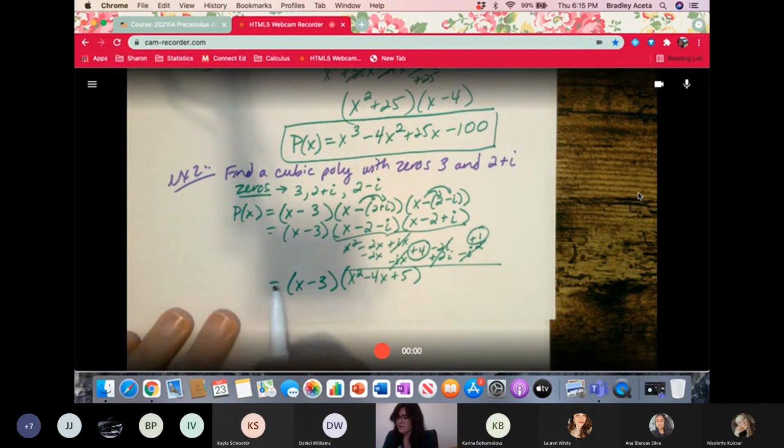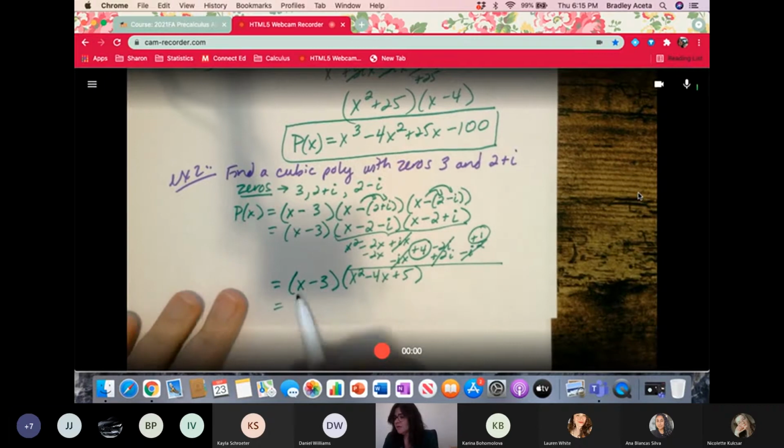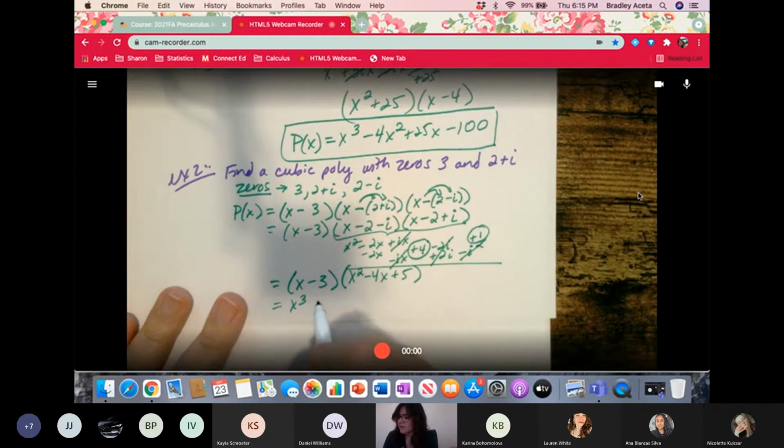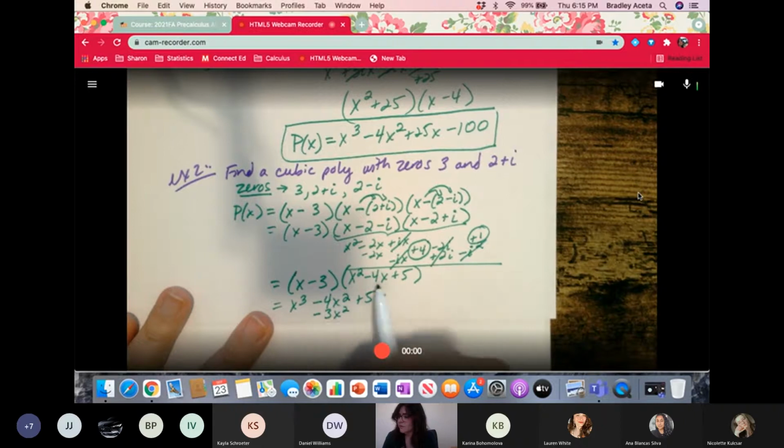So it's a lot of foiling. I wish I could tell you there's a short, cheat way of doing it, but you just have to do it. It won't get bad. It's tedious, but you get very good at multiplying then. So x times x squared is x cubed. X times negative 4x is negative 4x squared. X times 5 is 5x. Now we do the negative 3, same thing. And I like to put my terms underneath each other, combining them. Negative 3 times x is negative 3x squared. Negative 3 times negative 4 is positive 12x. And negative 3 times 5 is negative 15.